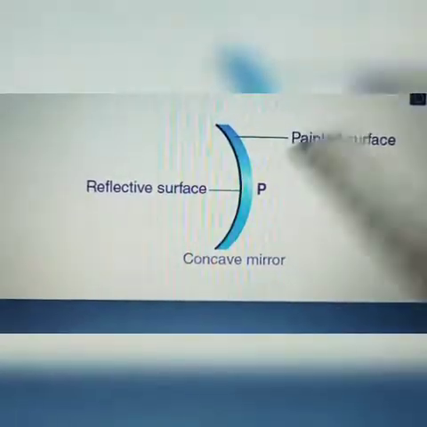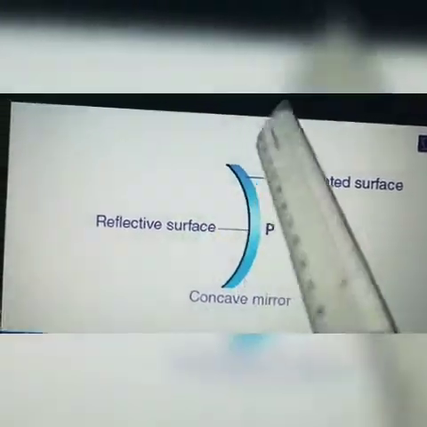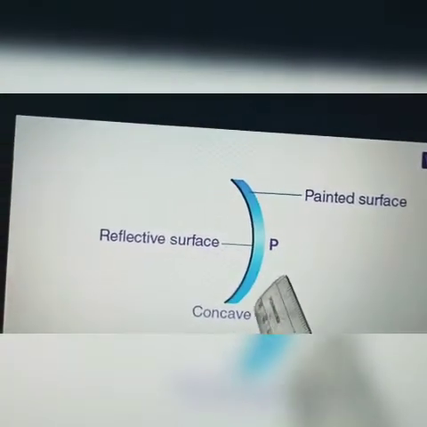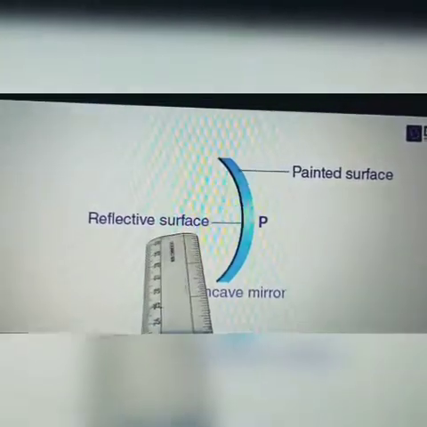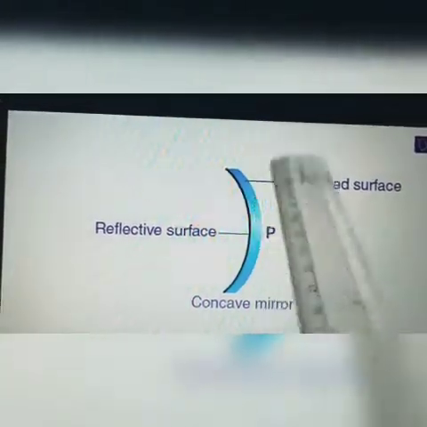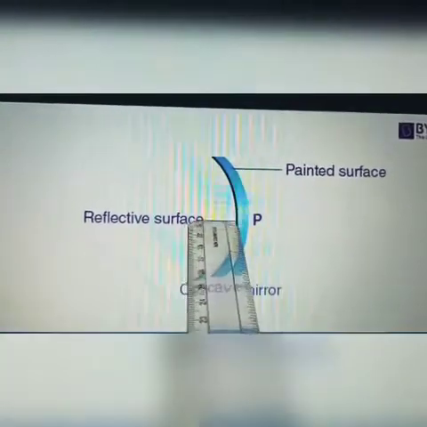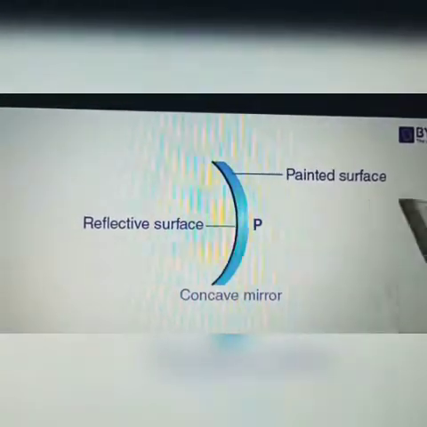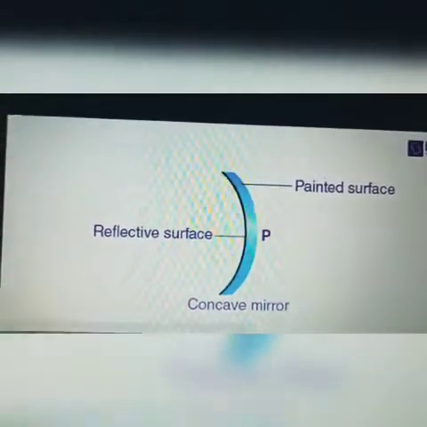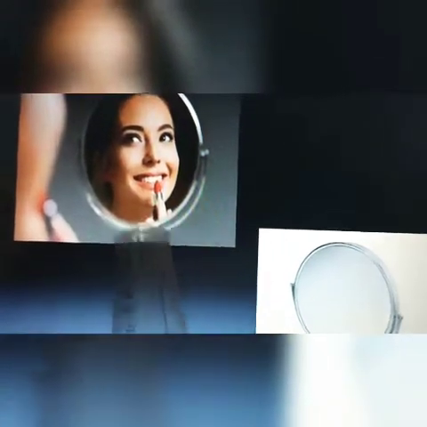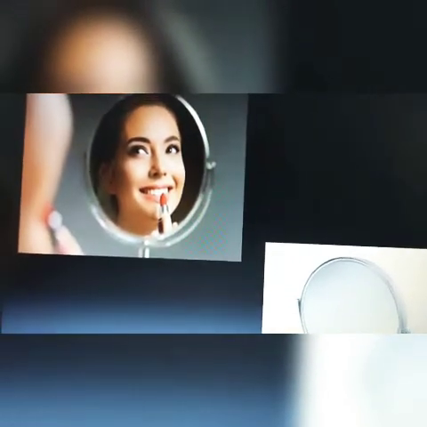Okay. This is a diagram of a concave mirror in which this is the reflecting surface, and this one is the painted surface. So in a concave mirror we all know that the reflective surface is inside and the painted surface is outside. So we can say that the light comes from here and then it will be reflected, and this is a plane surface. Okay, clear with this? These are some examples of concave mirror. This is a shaving mirror, and this is a makeup mirror.